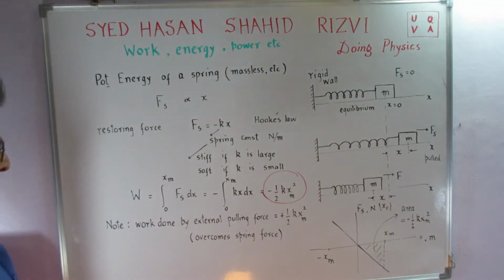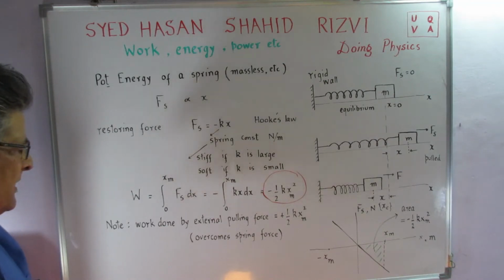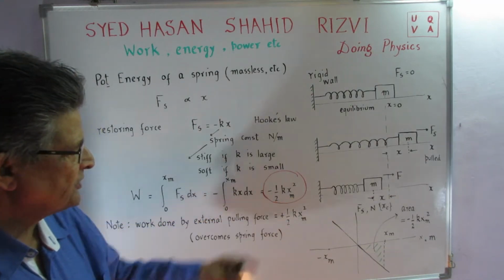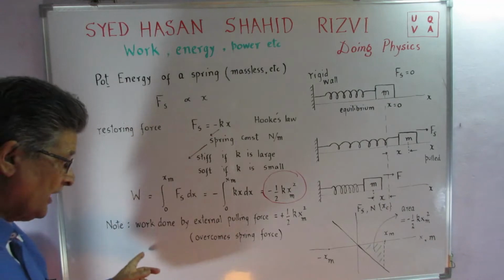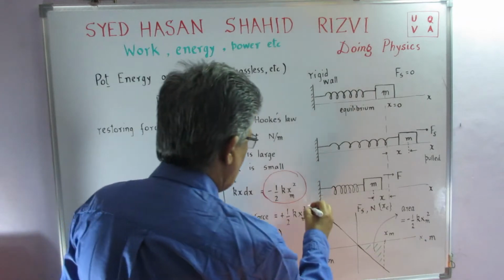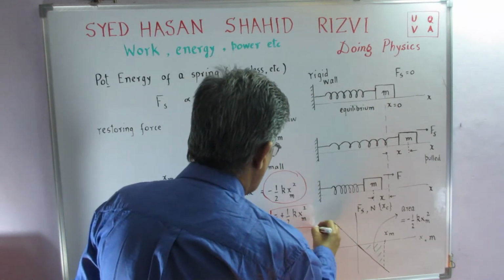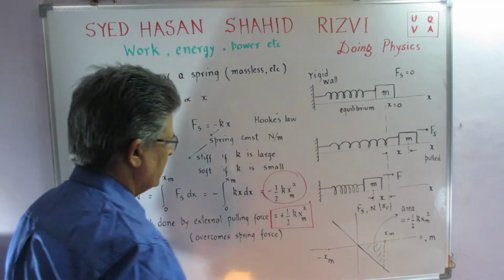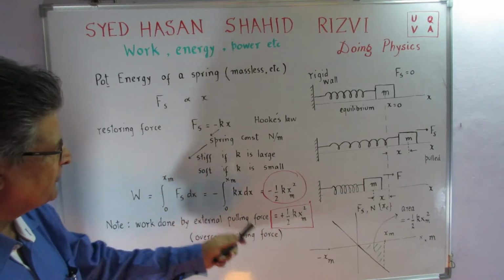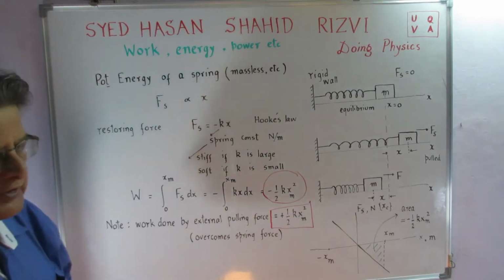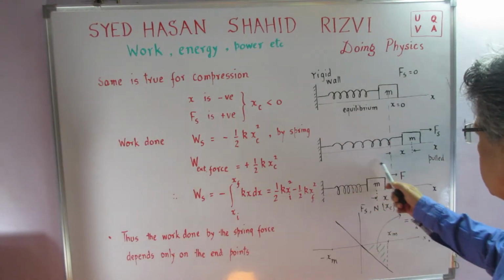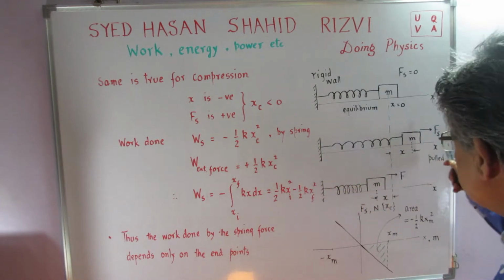But this is the work done by the internal force of the system. The work done by the external pulling force will, however, be plus half k xm squared. This external pulling force is the force which overcomes the spring force, which is given by Fs is equal to minus kx.